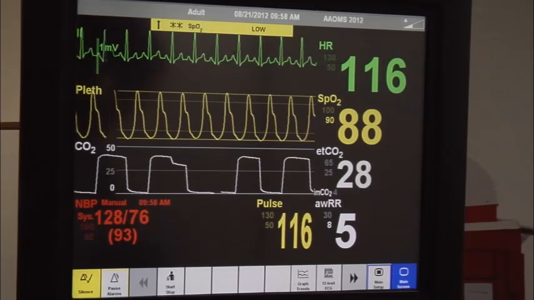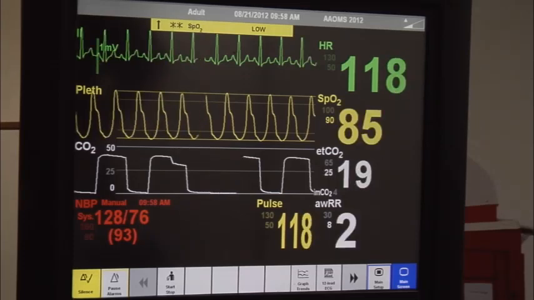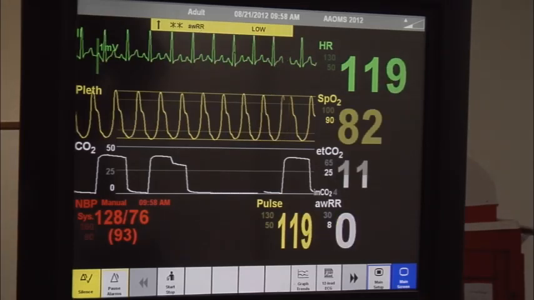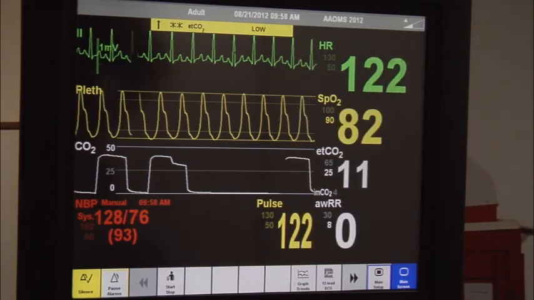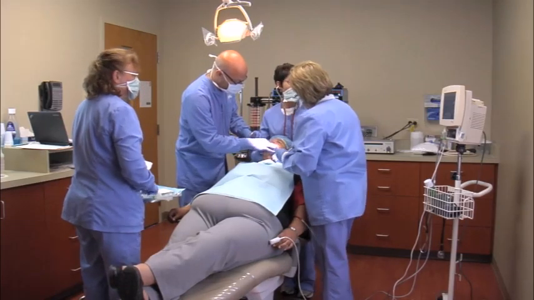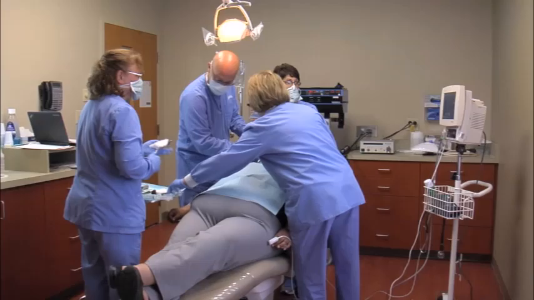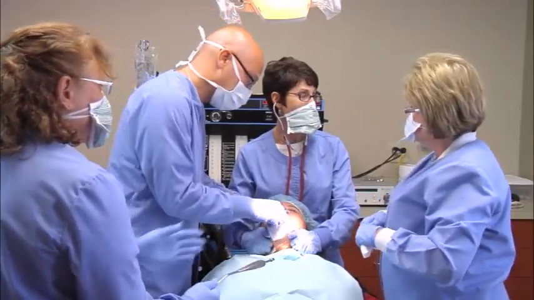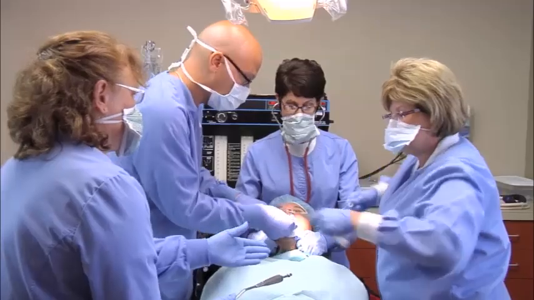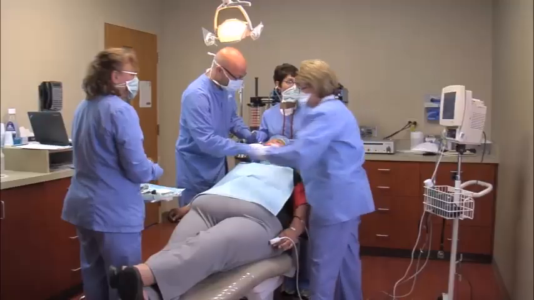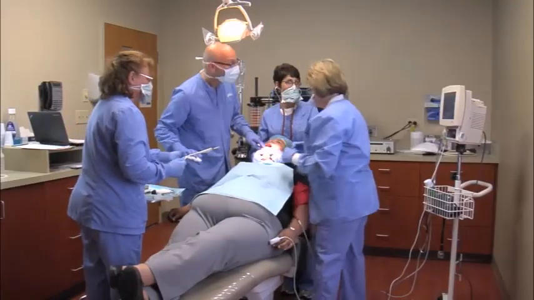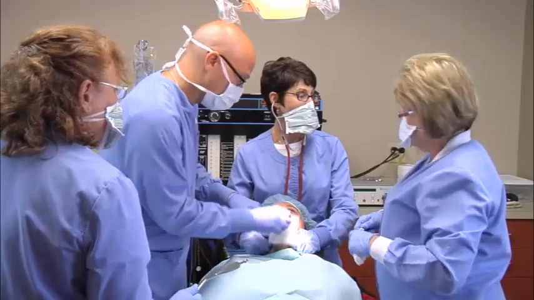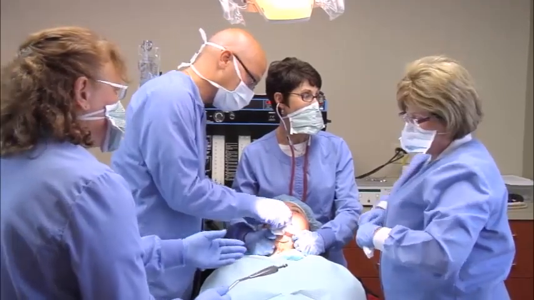Dr. Shinley, her stats are starting to drop. Yeah, they are. Okay. Try and reposition her jaw, Sue. In this case, the team is providing anesthesia for a non-intubated patient who is breathing spontaneously. The team notes some difficulty in respiration, and the chin lift jaw thrust maneuver does not resolve the issue. This doesn't seem to be making much of a difference. Let's see if I can pull her tongue forward.